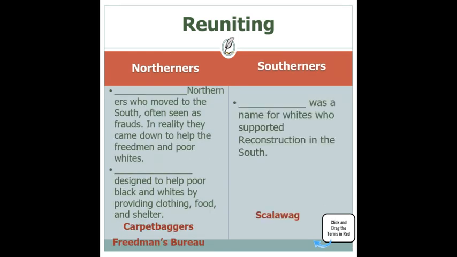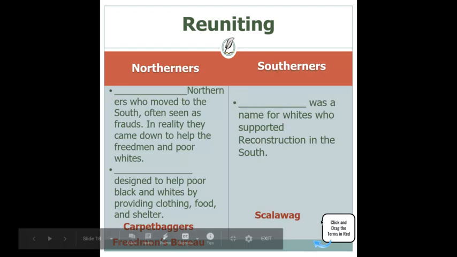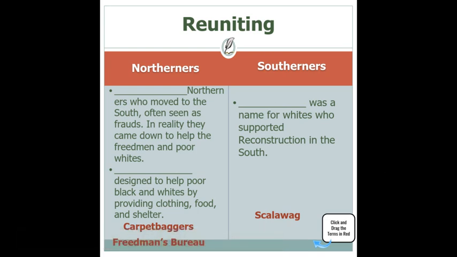All right, let's go ahead and get this loaded. Okay, so the end of Reconstruction. Just like we've been doing, you're going to click and drag these terms to the correct areas. Reconstruction dies out by 1877 with a decrease in support for the issues. So there are going to be limits on what is actually going to be able to happen with African Americans.